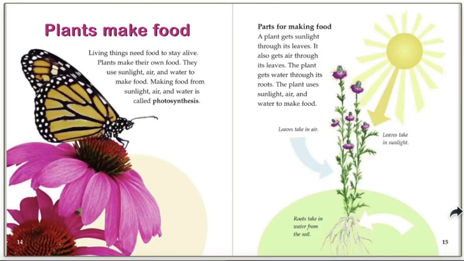Plants make food. Living things need food to stay alive. Plants make their own food. They use sunlight, air, and water to make food. Making food from sunlight, air, and water is called photosynthesis. Parts for making food. A plant gets sunlight through its leaves. It also gets air through its leaves. The plant gets water through its roots, and the plant uses sunlight, air, and water to make food.